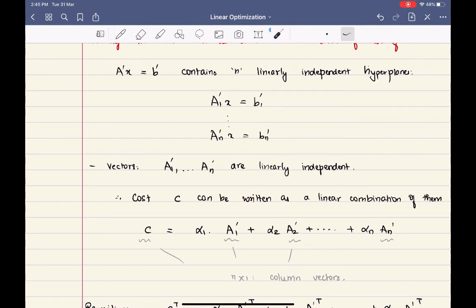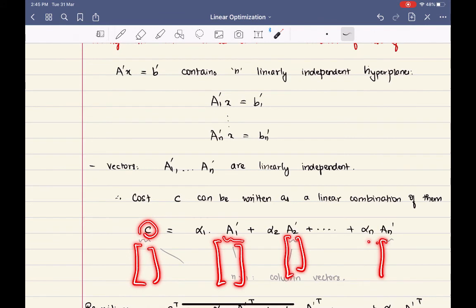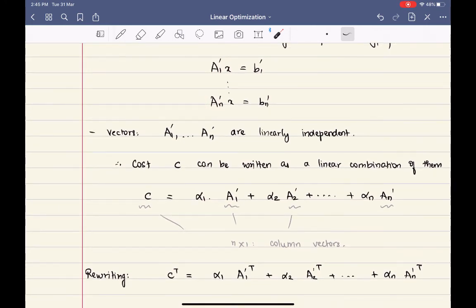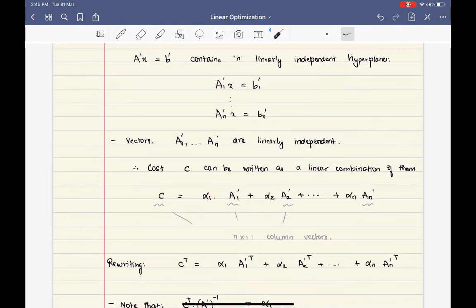So here, I am writing C as a column vector. Let's also assume that a1 prime is a column vector, a2 prime is a column vector, and so on. Since they are linearly independent, I can write it as alpha 1 a1 prime plus alpha 2 a2 prime, and so on. The goal is to show that alpha 1, alpha 2, up to alpha n, all of them are bigger than or equal to 0, for the particular case when this comes from the optimum. Now let me just rewrite it as row vectors. C transpose is just alpha 1 times a1 prime transpose plus alpha 2 times a2 prime transpose, and so on.